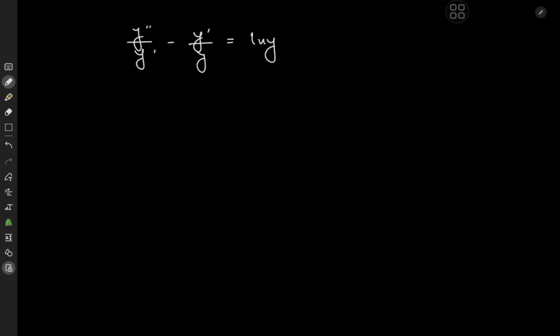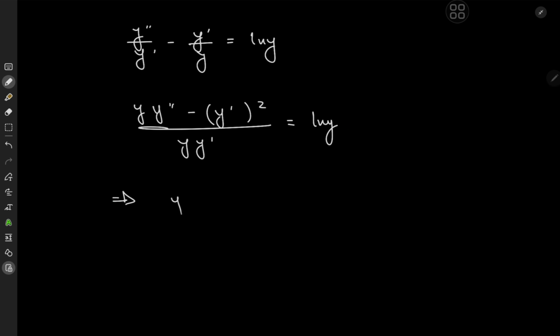Okay, cool. So we should definitely start with simplifying things. So we have y times y double prime minus y prime squared over y prime times y, equal to log y. And we can expand using y prime times y. So we have y double prime, minus y prime squared equal to y prime log y.